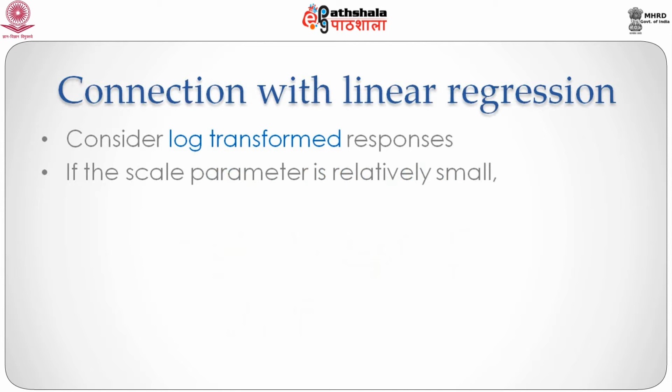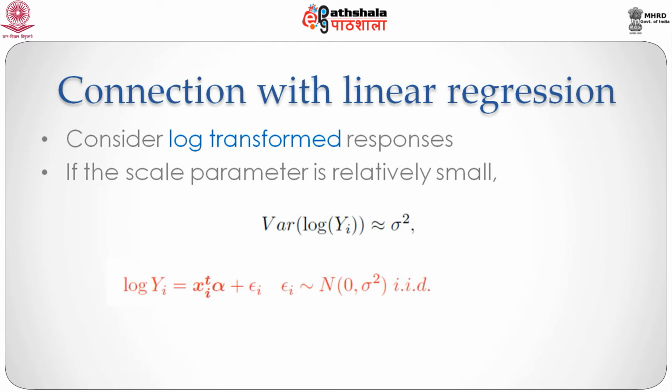Connection between gamma regression and linear regression. We wish to relate gamma regression with a log link to a linear model on the log scale. Let us consider the log transformed responses and assume that the scale parameter is relatively small. In this case, we have variance of log yi approximately sigma square, and therefore we can use log of yi equal to xi prime alpha plus ei, with the assumption that ei follows normal 0, sigma square.